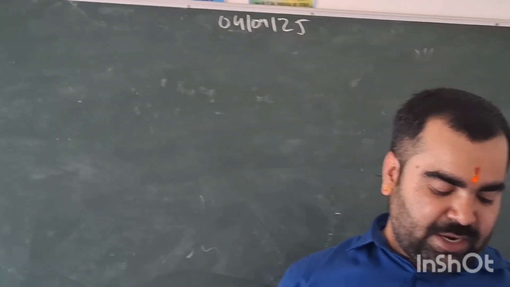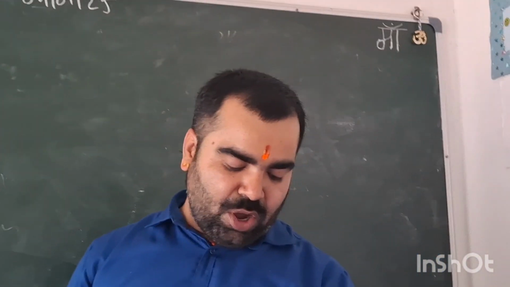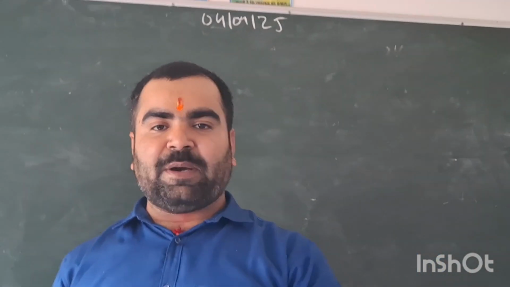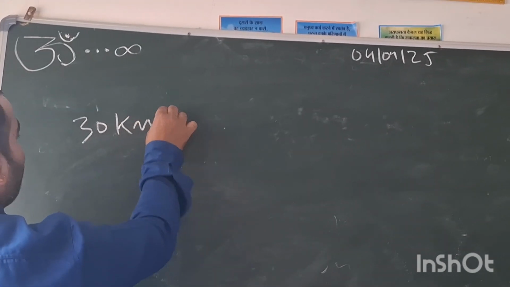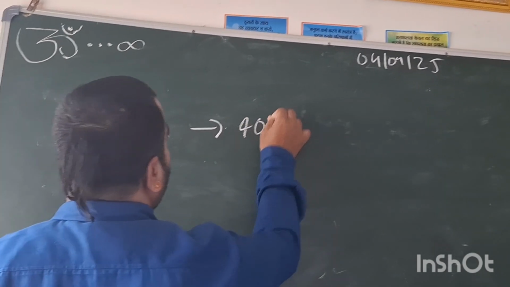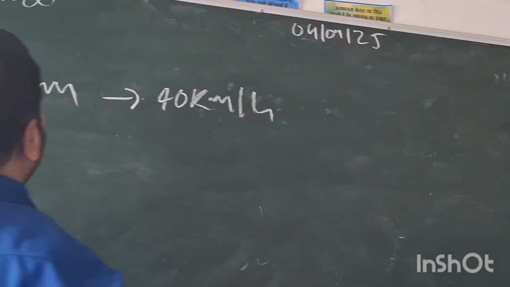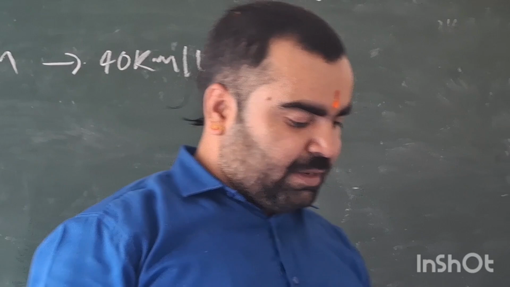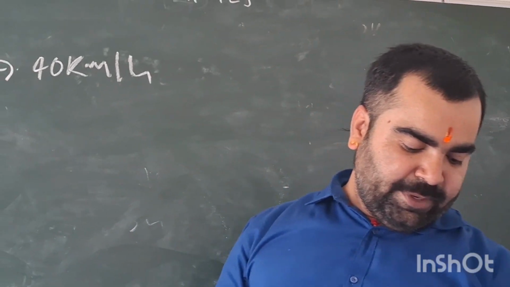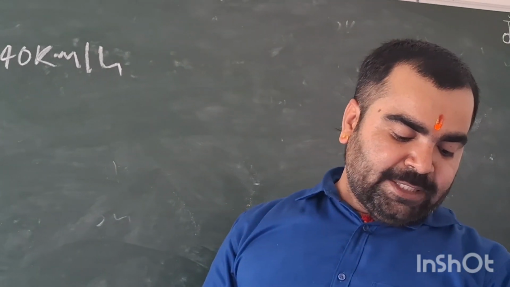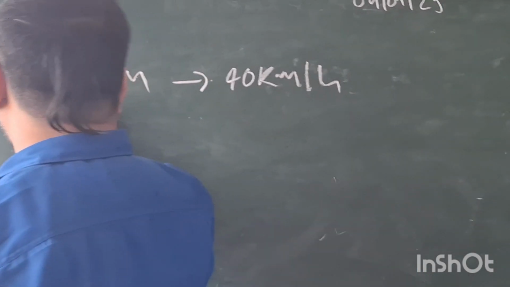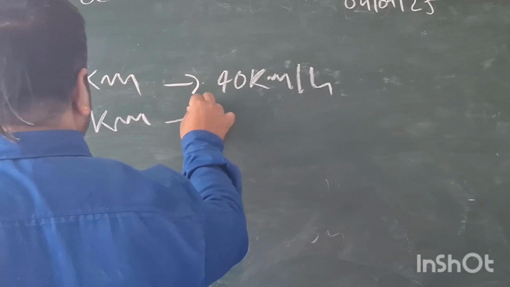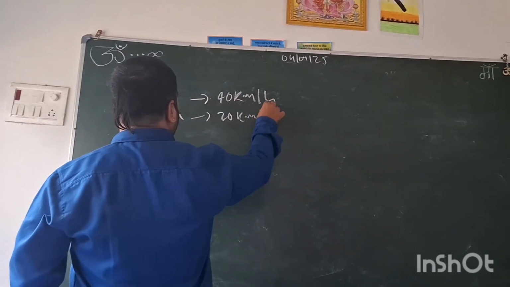A car travels 30 km at a uniform speed of 40 km per hour. Okay, and what else is given? Next 30 km at a uniform speed of 20 km per hour. So the next 30 km, same distance, is traveled at 20 km per hour.